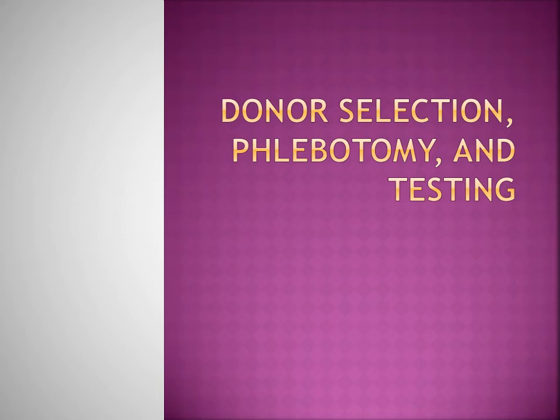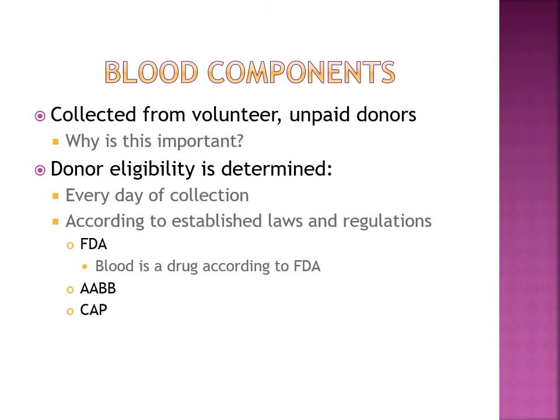Donor selection, phlebotomy, and testing. Components. These are collected from volunteer unpaid donors. And so why is this important? Well, the volunteer part of it, we don't want anyone under duress being strong-armed into going and donating blood, on your own volition. For the unpaid donor part of it, they feel like if you're paying donors, they could lie about it, which could undermine that safe blood product instead of just doing it as an altruistic, just out of the goodness of your heart.